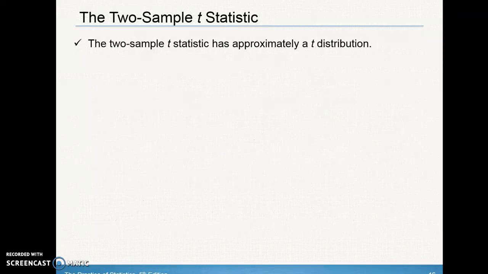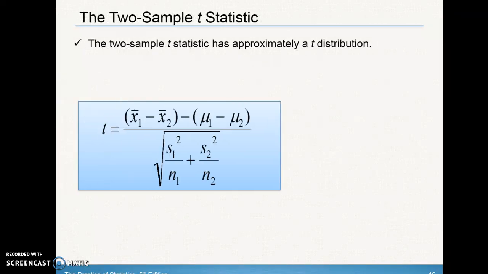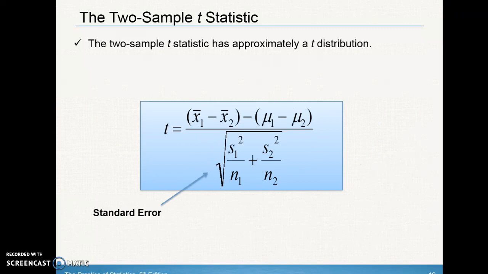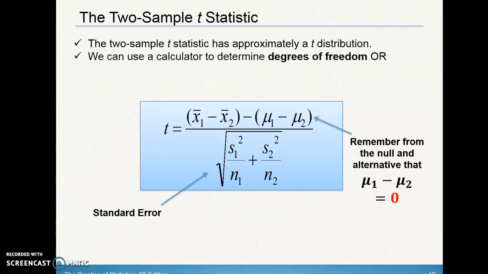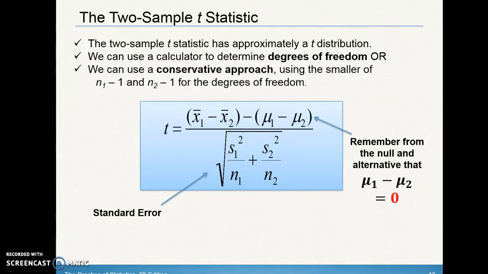Now, the two-sample T statistic has approximately a T distribution with that formula that we talked about. The bottom is the standard error. Remember that the null and alternative is we're assuming that there's no difference between the two, so that number is going to usually be 0. I would highly suggest using your calculator to determine the degrees of freedom, or this is called the conservative approach, when we use the smaller of n1 minus 1 or n2 minus 1. That's because it's more conservative, so there's more area in the tails.